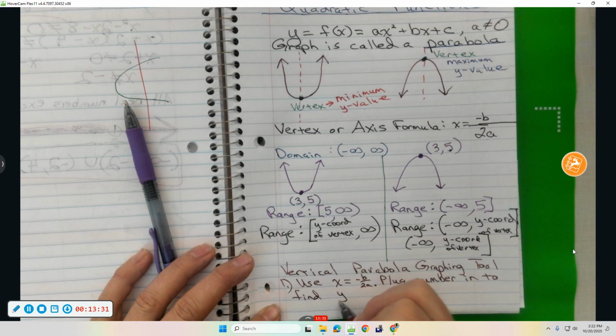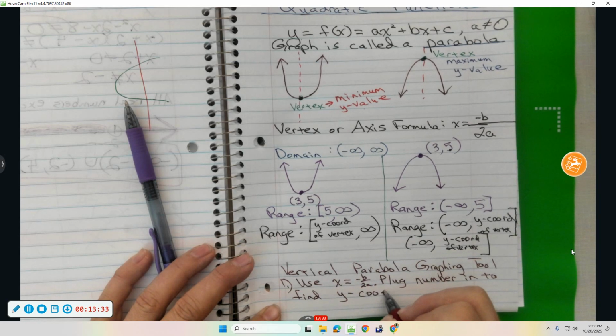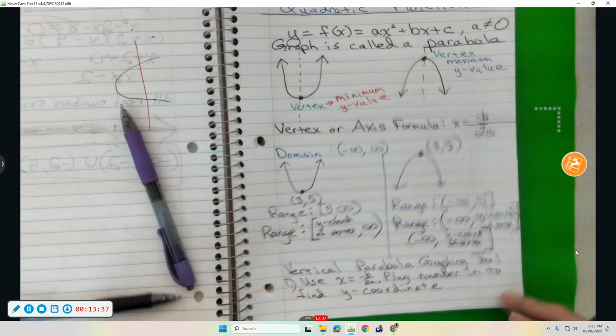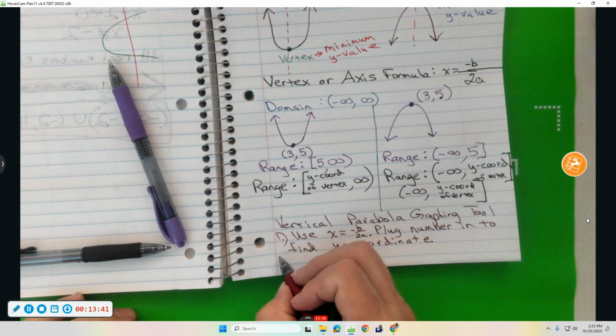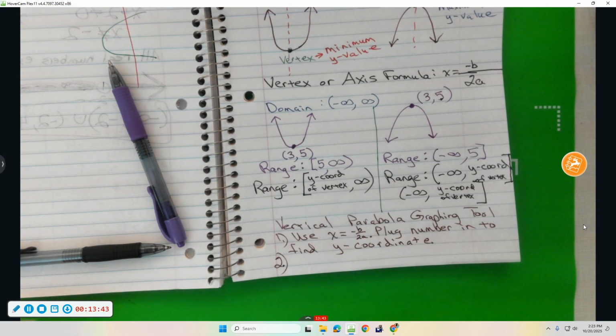To find the y coordinate. I'm writing too low, aren't I? And then, the second step. You'll need one other point.